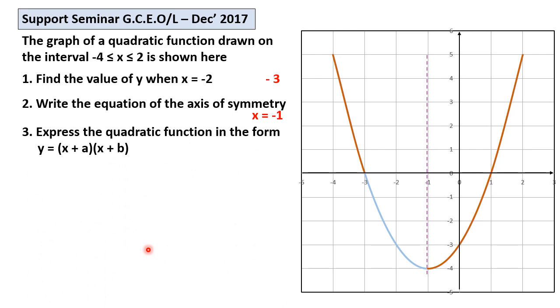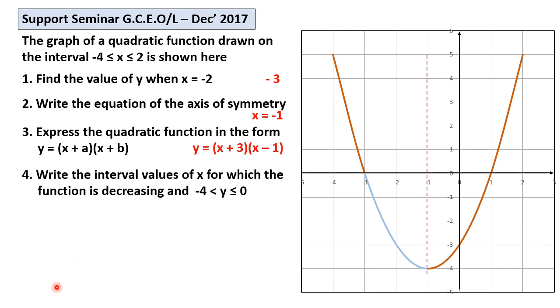Question number 3. Express the quadratic function in the form (x + a)(x + b). Students, you know, the roots of the function are minus 3 and plus 1. If one root is minus 3, it comes inside the bracket as plus 3. The other root is plus 1, then it comes inside the bracket as minus 1. Therefore, the roots are minus 3 and plus 1. So the form of the function is y equals (x + 3)(x - 1).